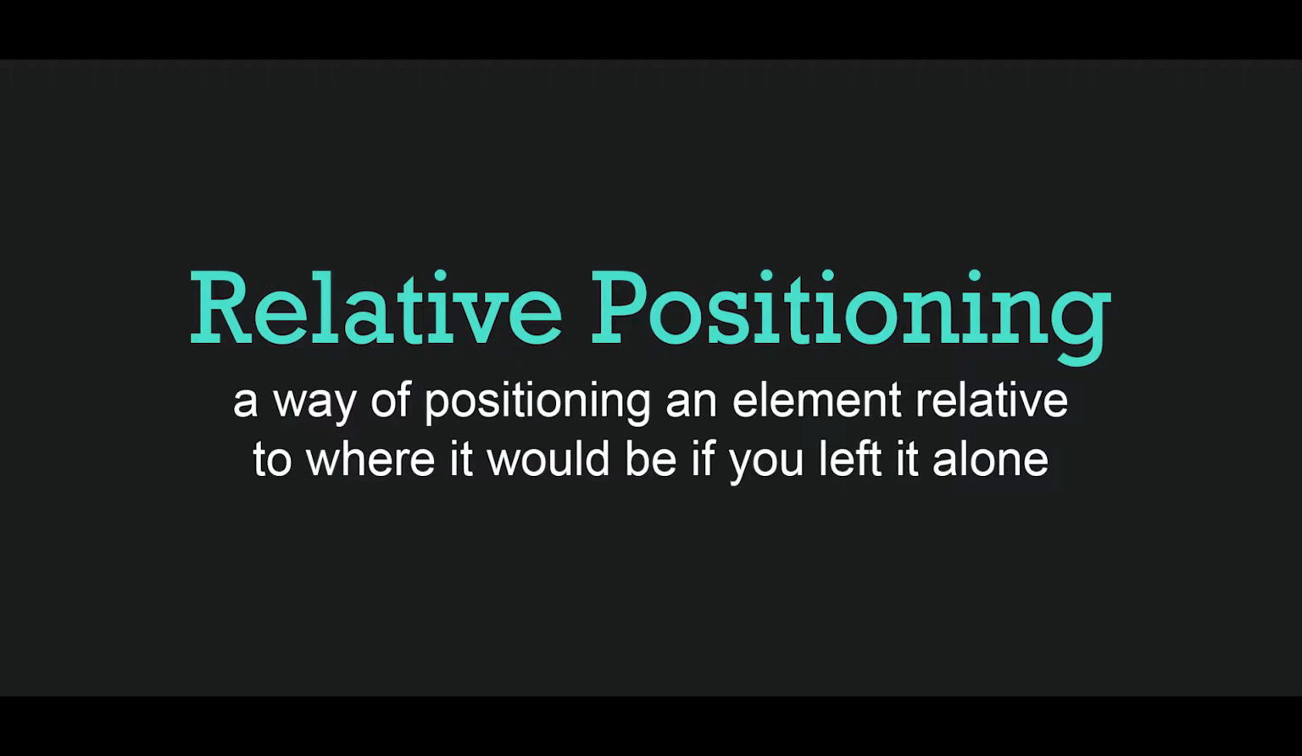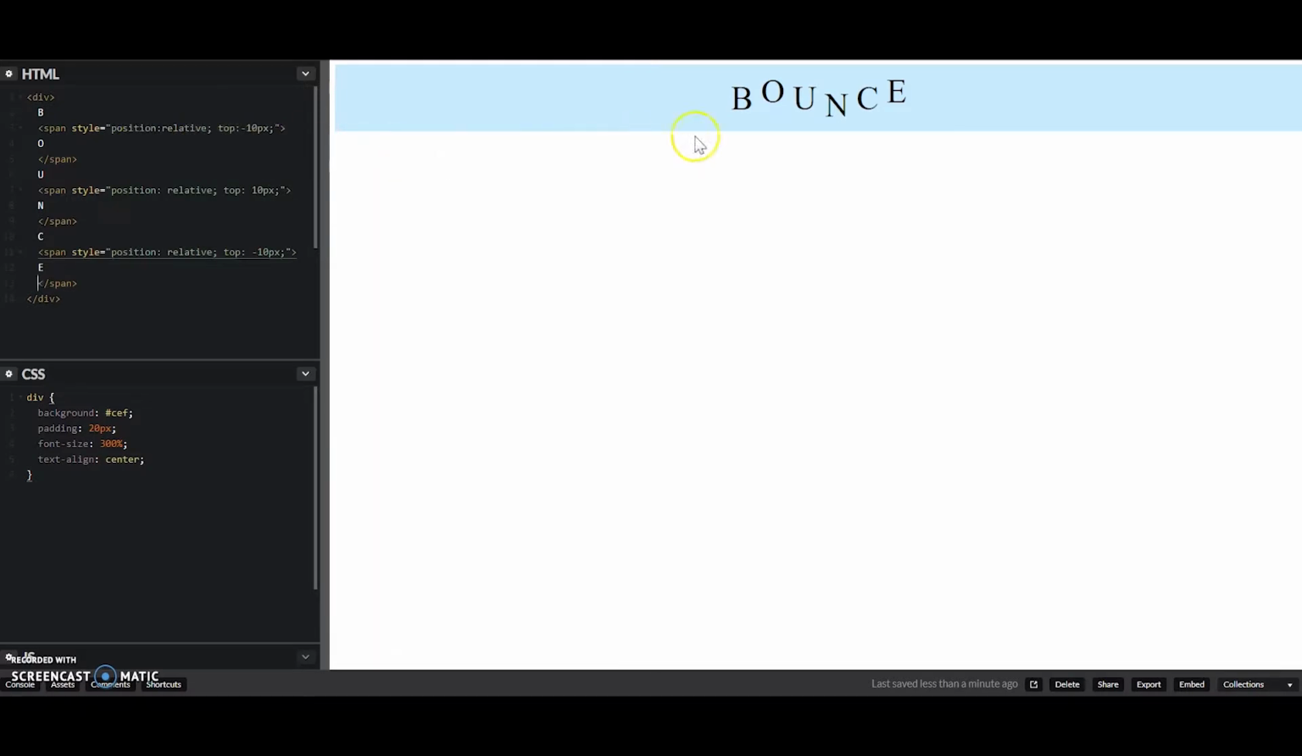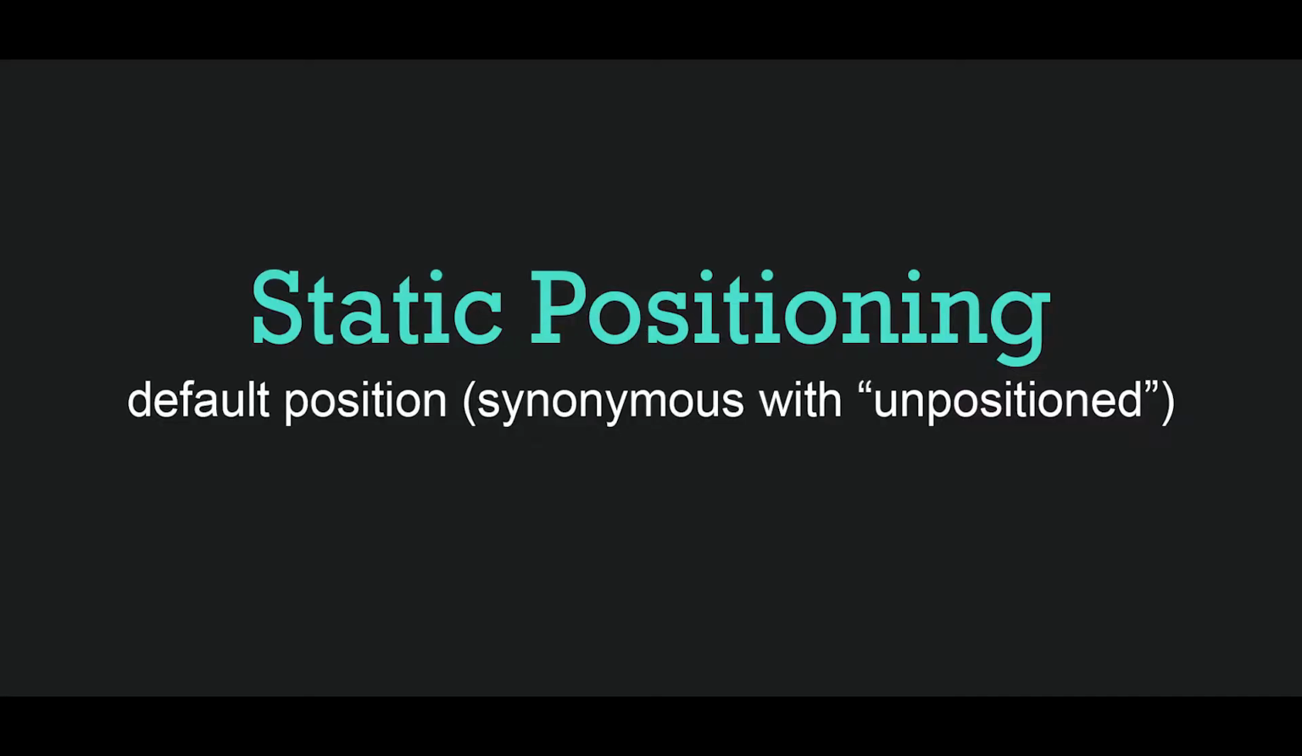Relative positioning is a way of positioning an element relative to where it would be if you just left it alone. In other words, it's often used to offset or nudge an element relative to where it wants to be naturally. Let's look at this example. The letter B isn't styled at all, so it's still in its natural static position. And static positioning is basically what you get in HTML unless you use CSS to specify some other positioning method.